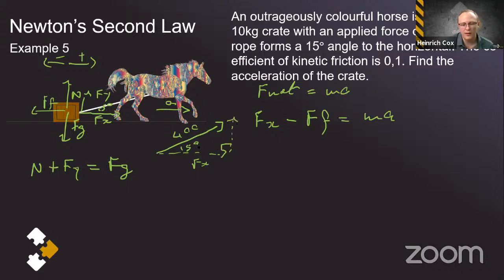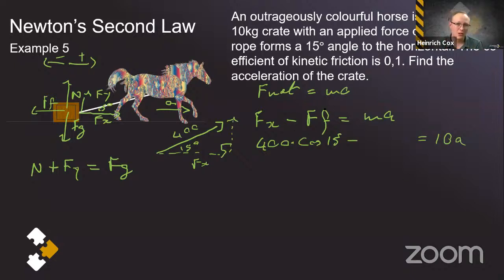Okay, so Fx is adjacent to that 15-degree angle. So Fx is going to be 400 times the cos 15. That minus the friction is going to be equal to the mass times acceleration. A, we're trying to find. We know the mass of the crate is 10, so 10A. Okay, so here we've got an issue.